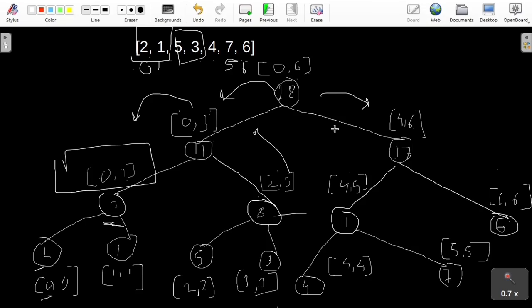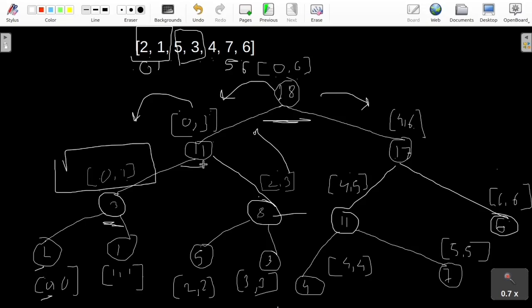Now it's time to again combine them, because 0, comma 3 and 4, comma 6 both have the answers. 0, comma 3 has answer 11, 4, comma 6 has answer 17. We combine them and store 28. And you can clearly see that the sum from 0 to 6 for the complete array is 28, because 6 plus 7 is 13, plus 4 is 17, plus 3 is 20, plus 5 is 25, 26, 27, 28. Okay, so in this way the segment tree is built.